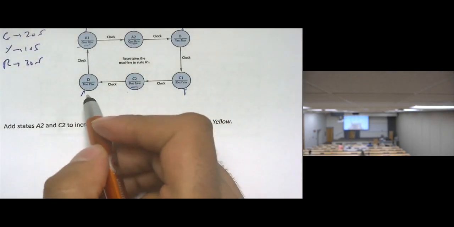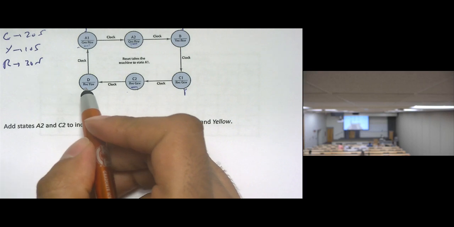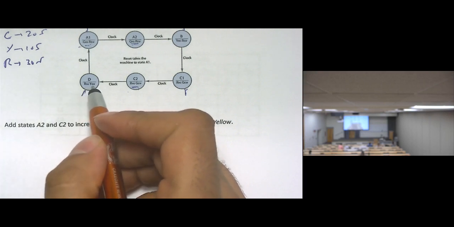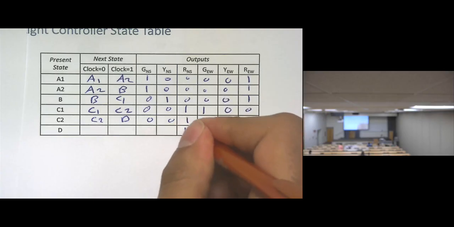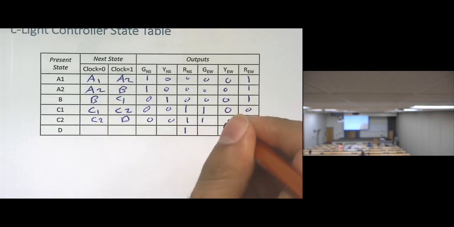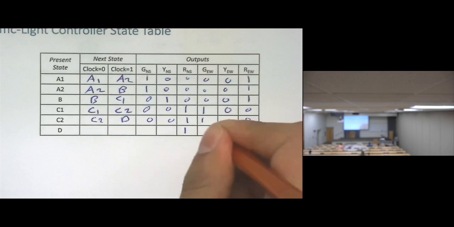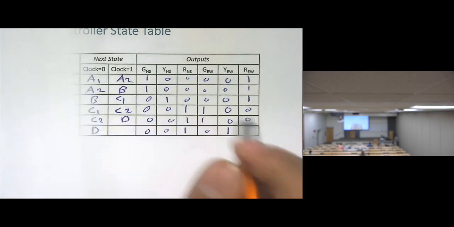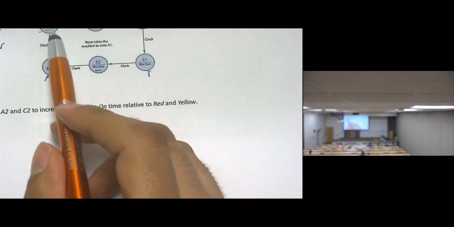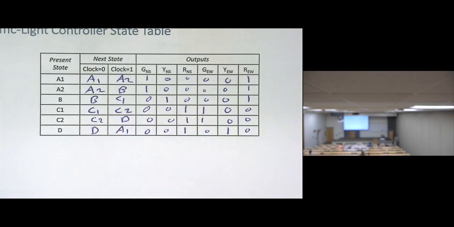The last state, D. Red north-south is on, yellow east-west is on. The others are zeros. If D is not finished yet, I will remain at D. When D is finished, I will go to A1. Okay, is this clear?